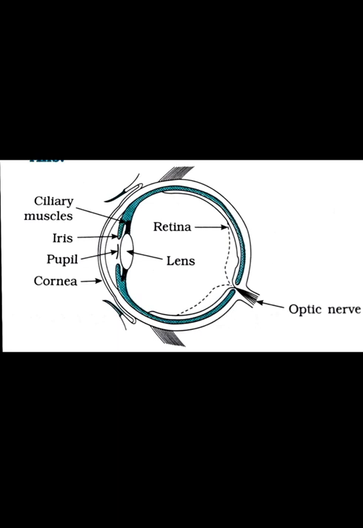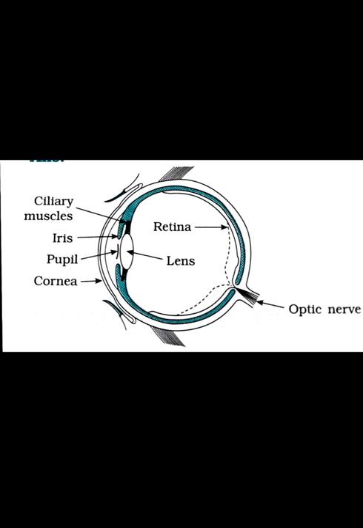There are two kinds of these cells, cone cells and rod cells. Cones are very sensitive to bright light, and rods are sensitive to dim light. And the cones can sense color.